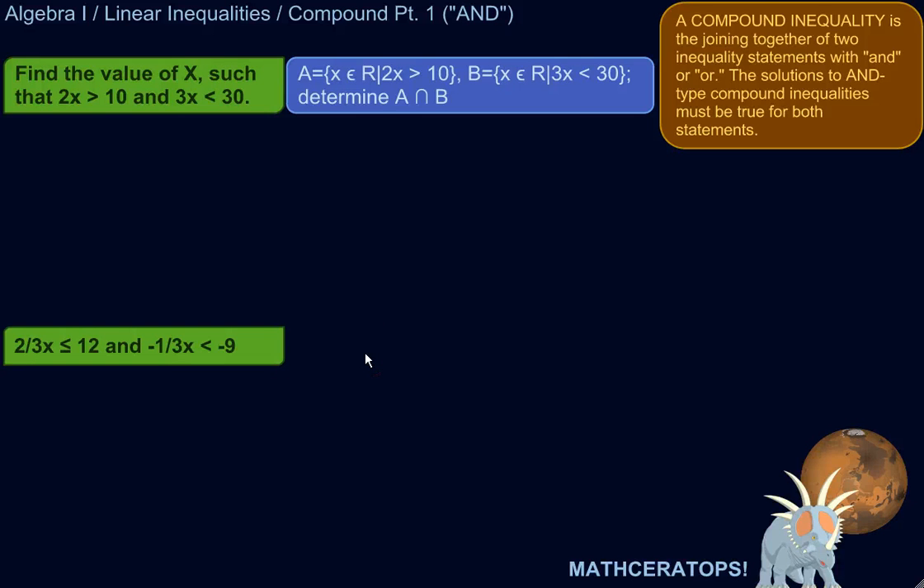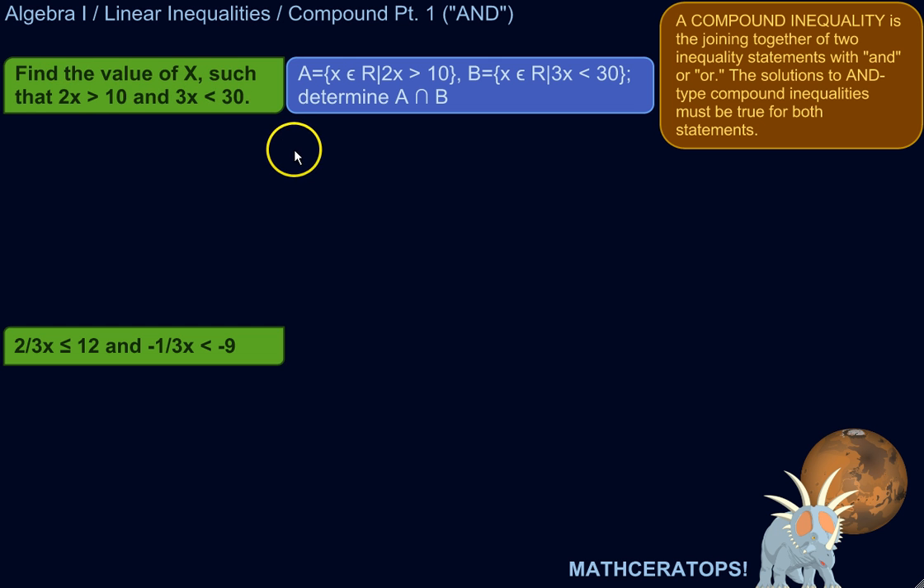Alright, so let's work on some compound inequalities. Those are inequalities where two or more inequality statements are joined together with the words and or or. So we'll work on the "and" types now. This is what we'll work on first.